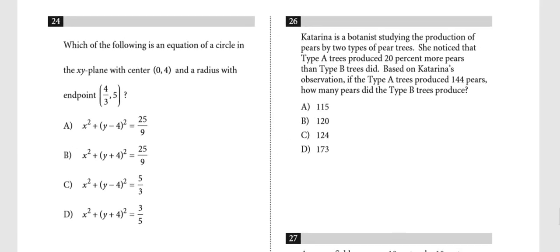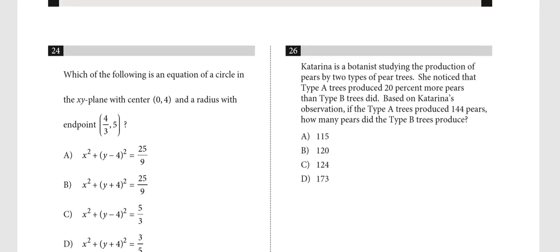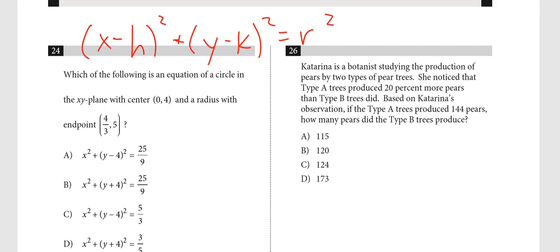Okay. Question? Which of the following is an equation of the circle? Okay, circles. Just as a reminder, circle equations follow (x - h) squared plus (y - k) squared equals r squared. Hey, it's the good old Pythagorean theorem: a squared plus b squared equals c squared.